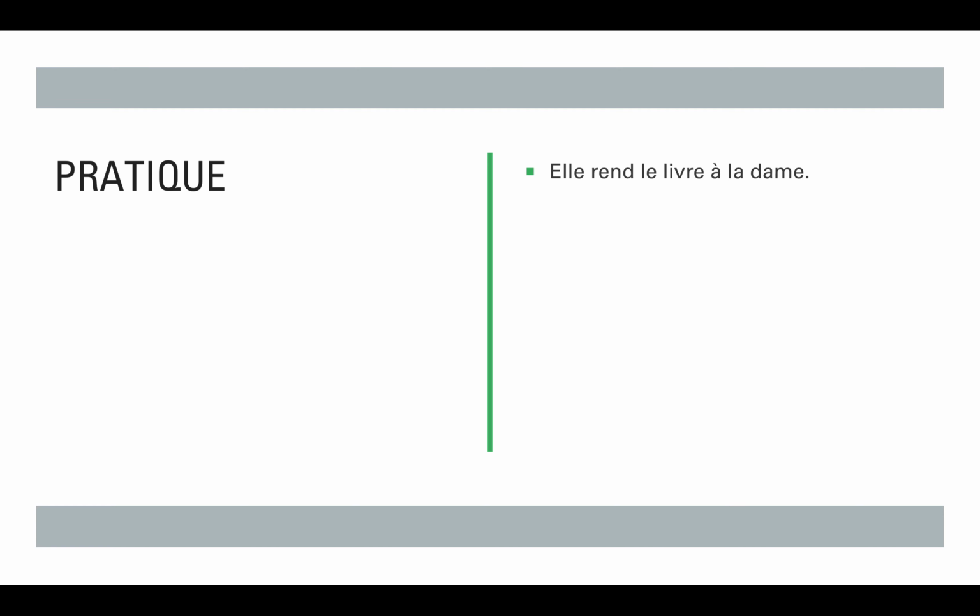We see à is our preposition. So, à la dame. There's our preposition. There's our indirect object pronoun. It is a female. So, we would say she to her gives back the book, which would be elle lui rend le livre.